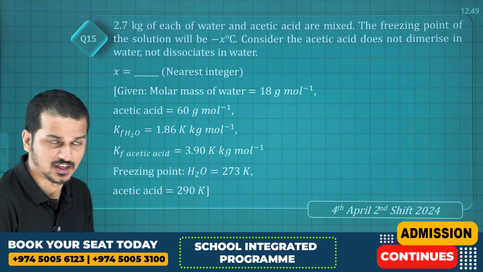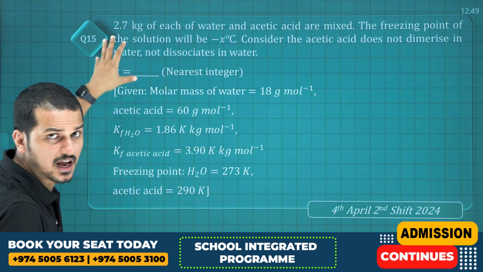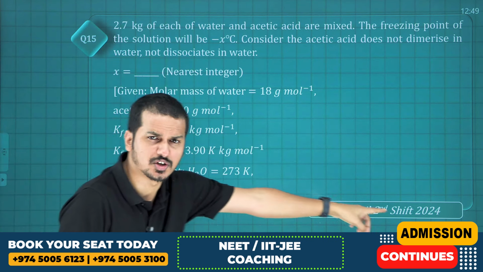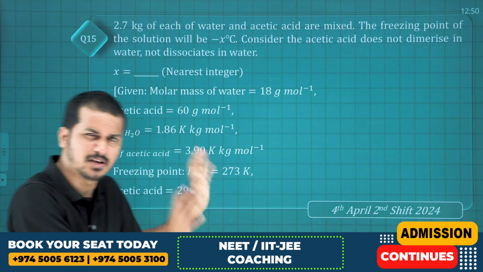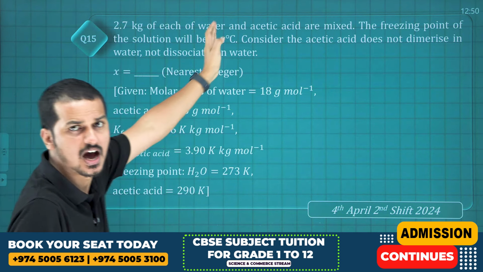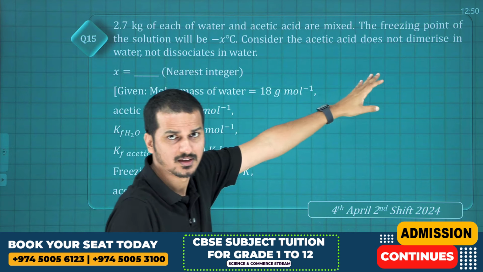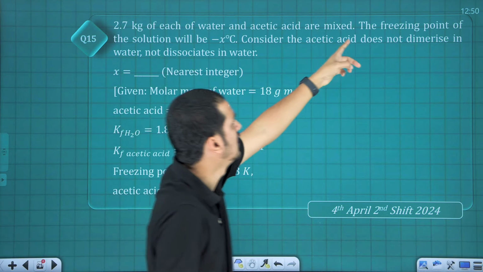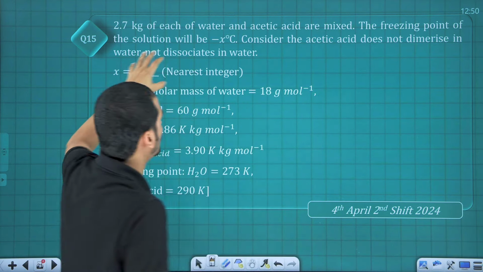What about question number 15? Here you can see, this is also a 2024 question, from the same area, colligative property, they are asking. 2.7 kilogram each of water and acetic acid you are mixing. Both are the same kilogram you are mixing. The freezing point of the solution will be.